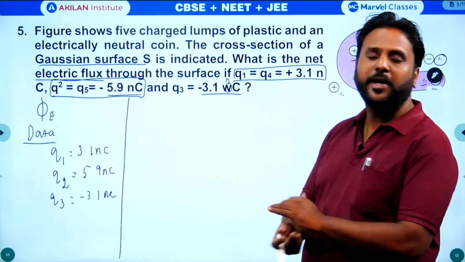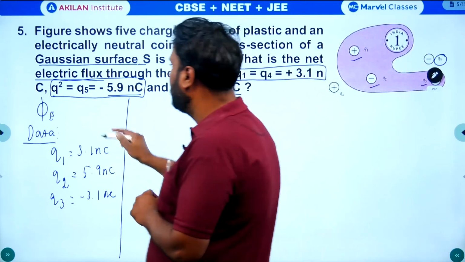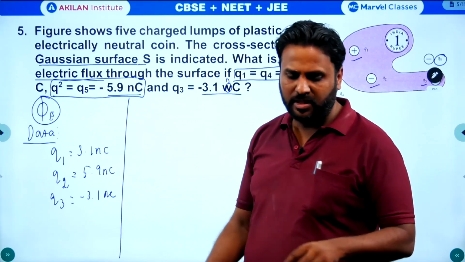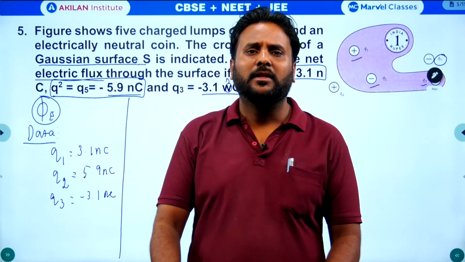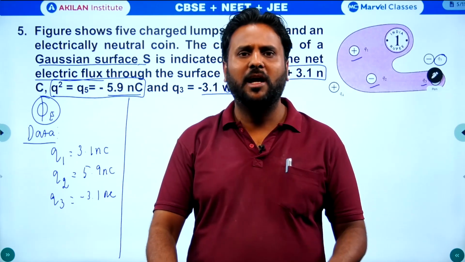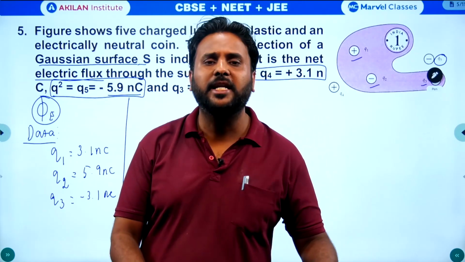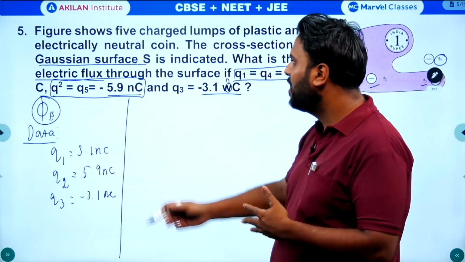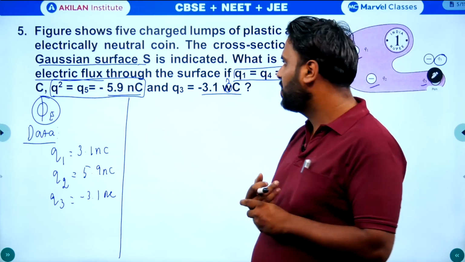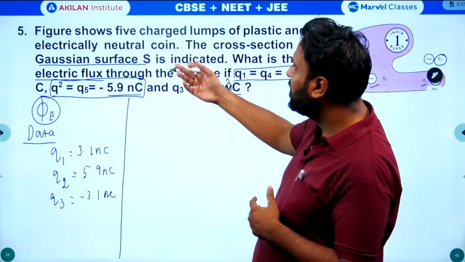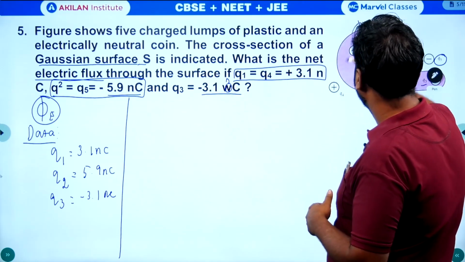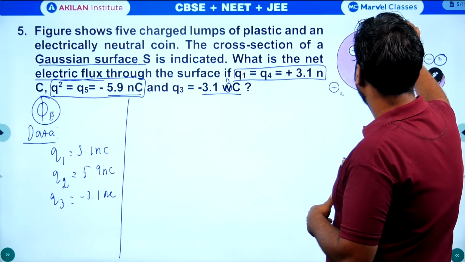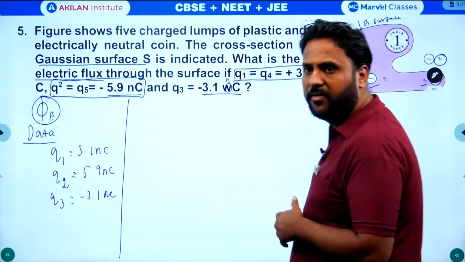So what do we have to find here? Electric flux. You know generally the definition of electric flux is based on Gauss law. The total number of electric lines of force crossing per unit area of a conductor is called electric flux. So the given data clearly tells us to find electric flux. This is the Gaussian surface of the given problem.